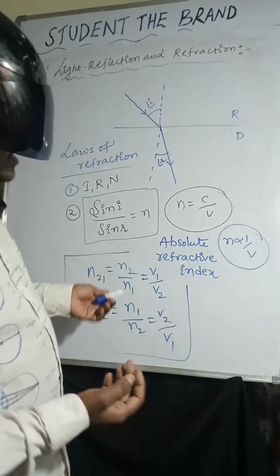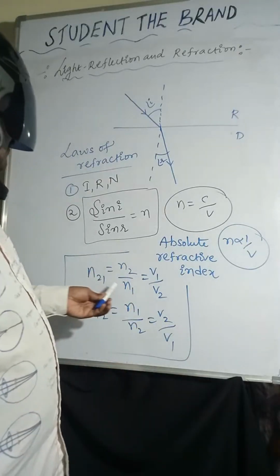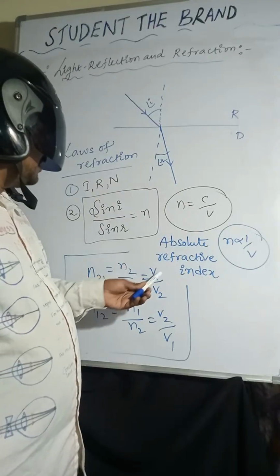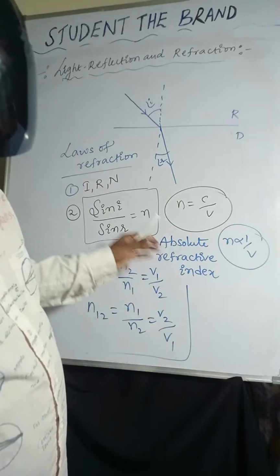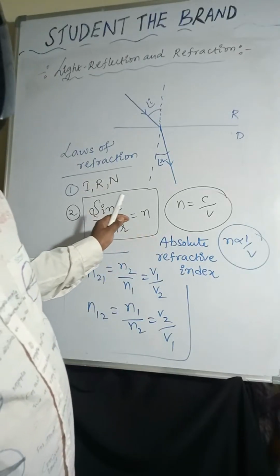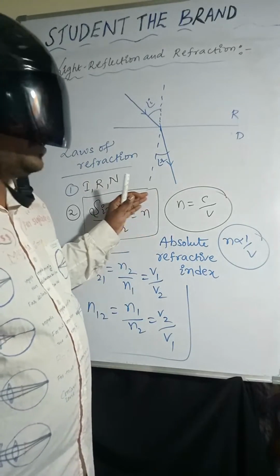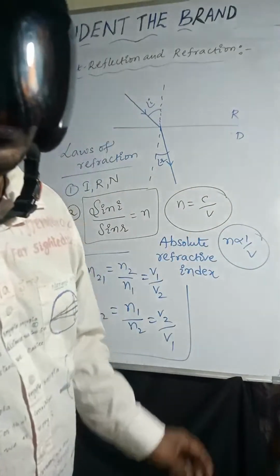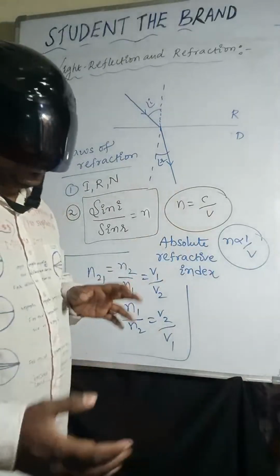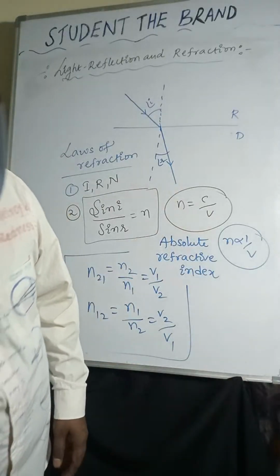Coming to the relative refractive index: n21 equals n2 by n1 equals v1 by v2, and n12 equals n1 by n2 equals v2 by v1. This is about the relative refractive index. I hope it is very clear. This is the concept. Next, we'll discuss one more.